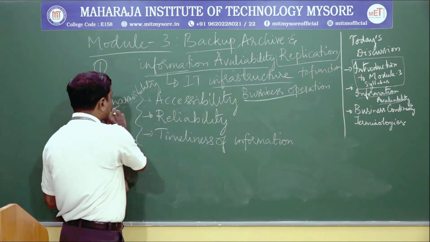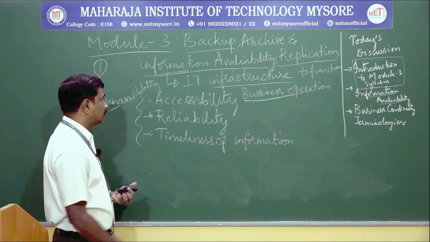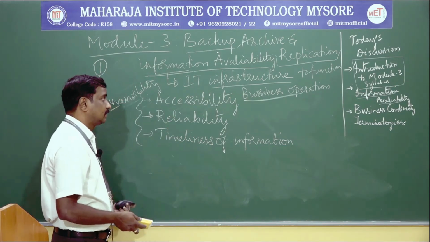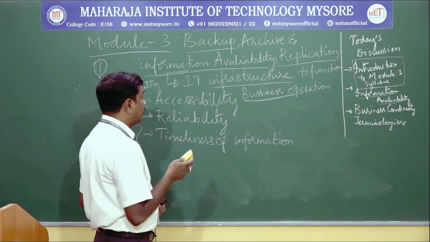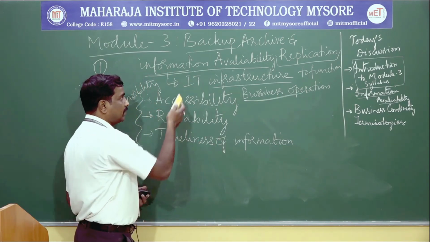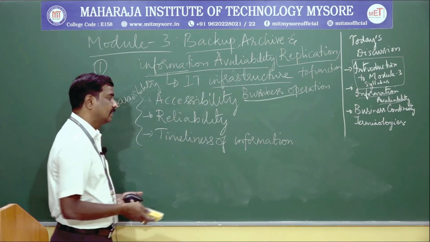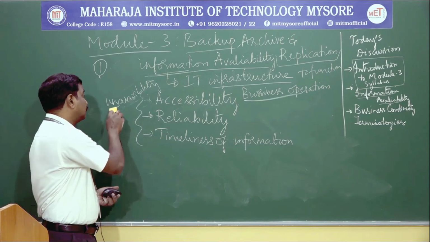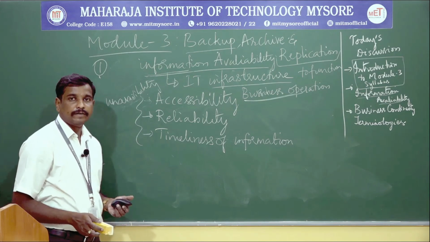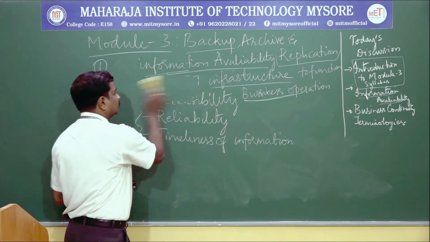So these are the two things we need to discuss under this topic: what do we mean by information availability. Information availability is nothing but the ability of the IT infrastructure to perform the business operations. We measure information availability by 3 metrics: accessibility, reliability and timeliness. And if the information is not available, the business will be lost and the revenue will be reduced.